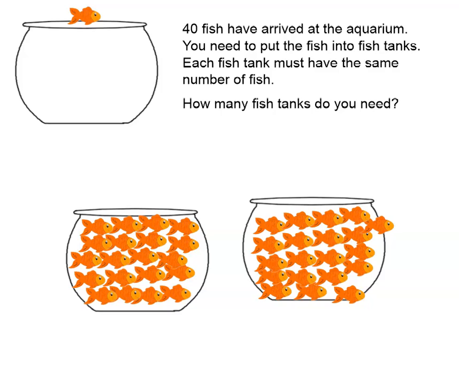That is correct. Let's write an equation for that. So how many fish did we have in that first tank? That's right, 20. And then how many did we have for the second tank? 20. And how many total fish do we have? That's right, 40. Oh, let me write that a little bit better. So 20 plus 20 equals 40.